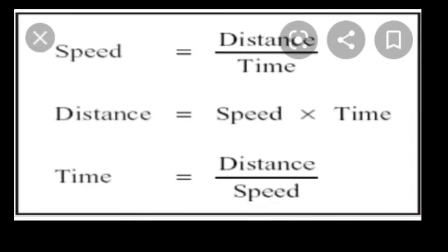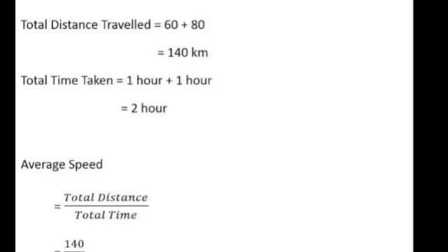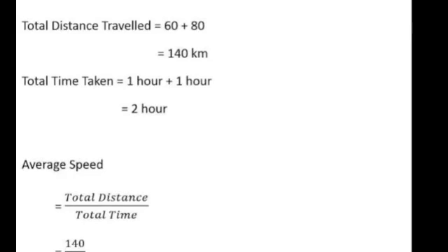Here is one example. Suppose a truck travels 60 km in the first hour and 80 km in the second hour. What is the average speed of the truck? Total distance traveled is 60 plus 80, which is 140 km. Total time taken is 1 hour and 1 hour, which means 2 hours. Average speed is total distance upon total time, so 140 upon 2 hours. Dividing them, we find 70 km per hour is the average speed. Clear?